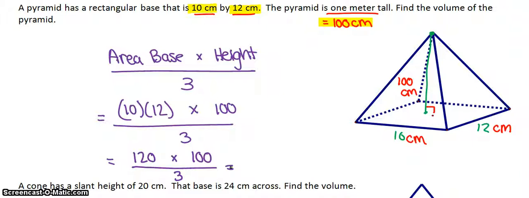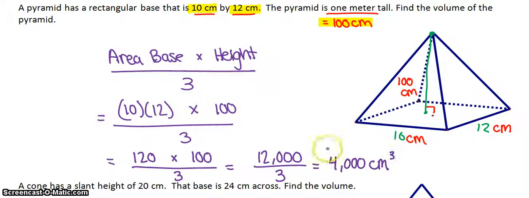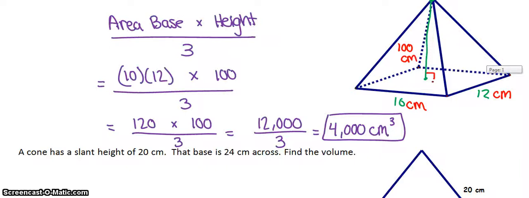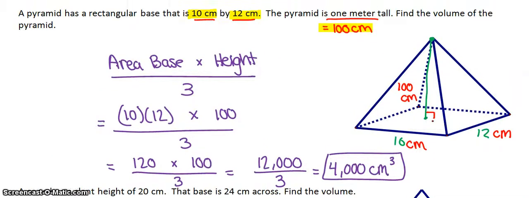So 120 times 100 gives you 12,000 centimeters. Okay, divide that by 3. And the total volume of this pyramid is 4,000 centimeters. And since we're talking volume, it's centimeters cubed. So area would be centimeters squared, volume centimeters cubed. Okay, so the trick to this one was just you had a conversion. So if it's 1 meter, but we're talking centimeters, put that into all the same unit.